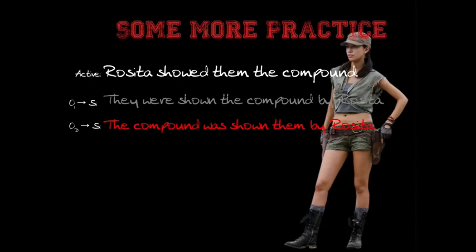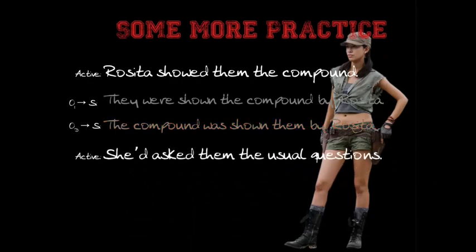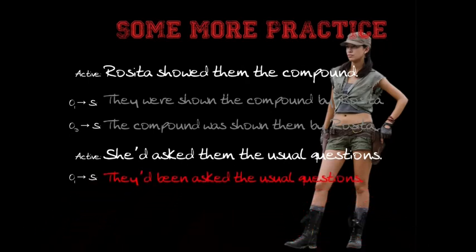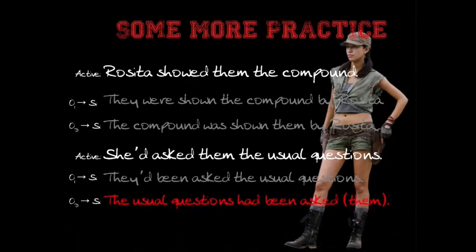Very good. Another one. She'd asked them the usual questions. Indirect object to be a new subject. Yes. They'd been asked the usual questions. By Rosita if you want. And this one, with the direct object becoming the new subject, the usual questions had been asked them. Them sometimes you can even kick out. And Rosita, of course, as she would be the agent complement, again, is not grammatically necessary. Although, of course, it might be useful information.